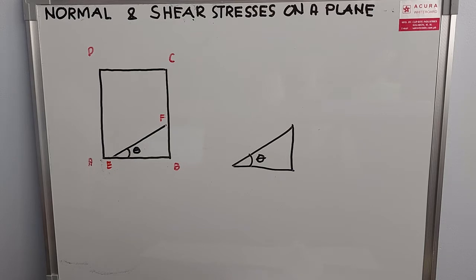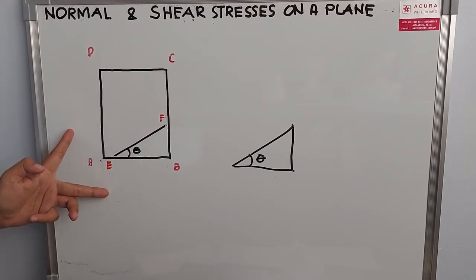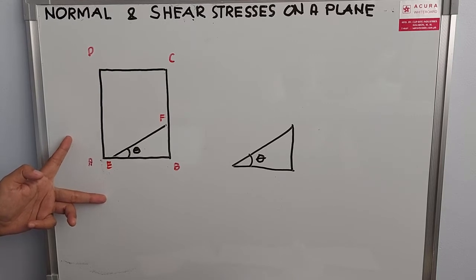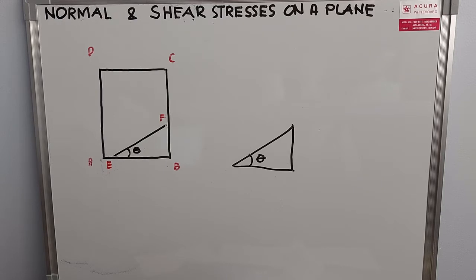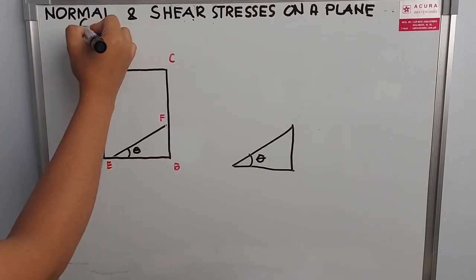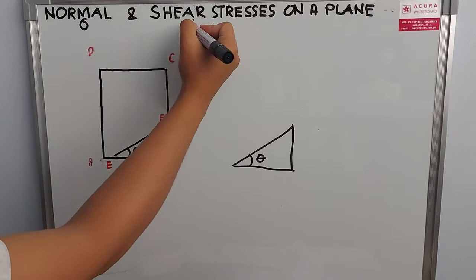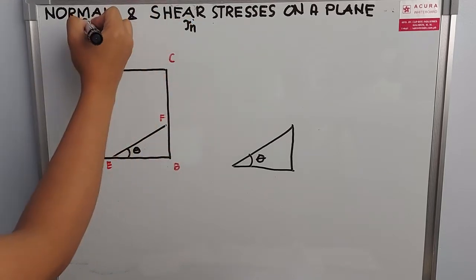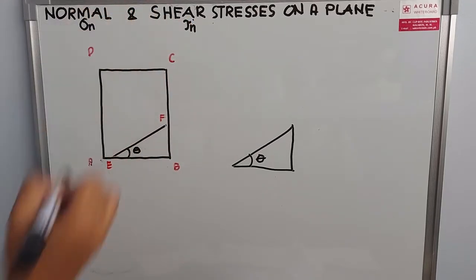So we have here a figure. This is a two-dimensional soil element that is subjected to normal and shear stress. So a soil element, and there are two kinds of stresses acting on it. One is the normal stress, designated as sigma, and the other one is a shear stress, designated as tau. Tau n, sigma n.